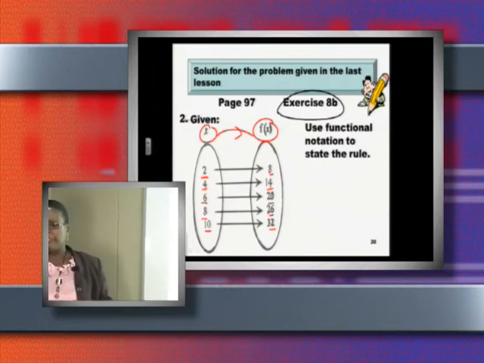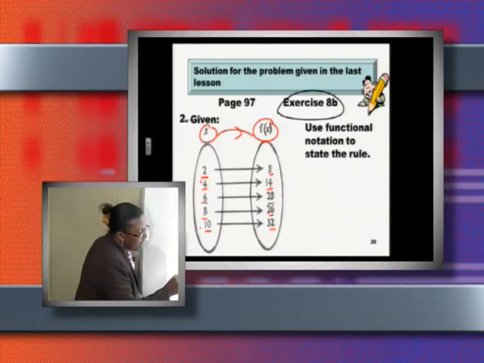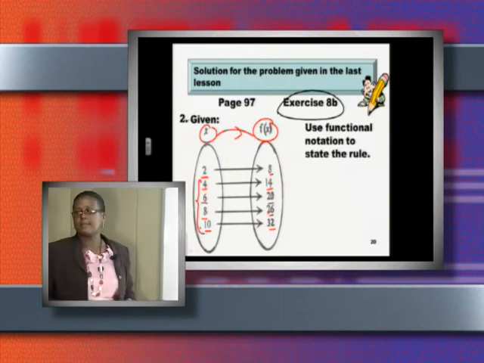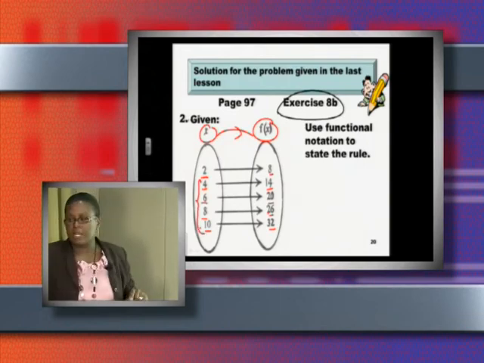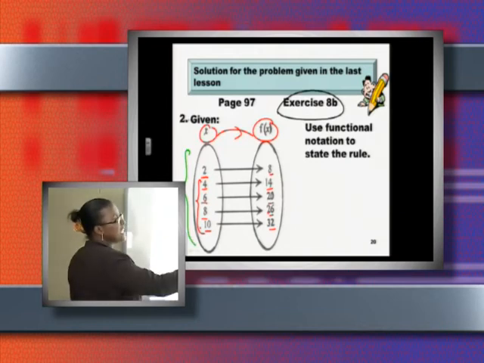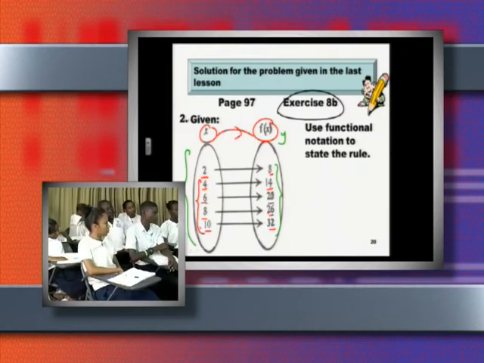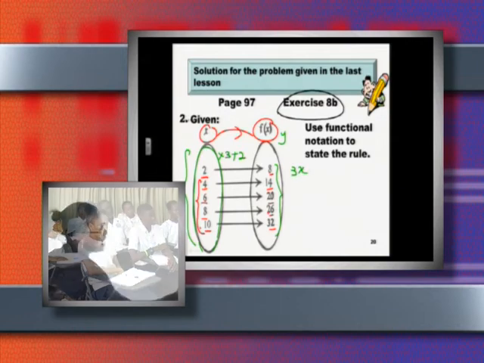And whatever we do to the first, we have to do the identical thing to all the others. So whatever we do to 2, we have to do to 4, 6, 8 and 10. What did we do to them to get the outcome that we have there? So what do we do to the set of x's to get to the set of f of x's, or the set of y's? You take each number in x, times it by 3 and add 2. So let's come up with an algebraic expression. We take each x, multiply it by 3 and then we add a 2.